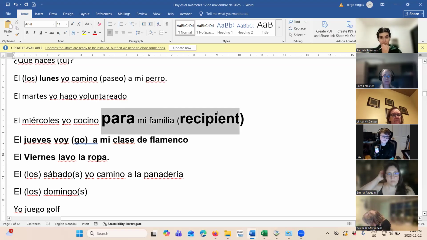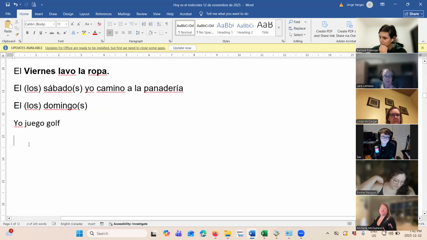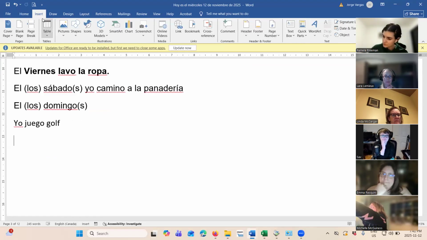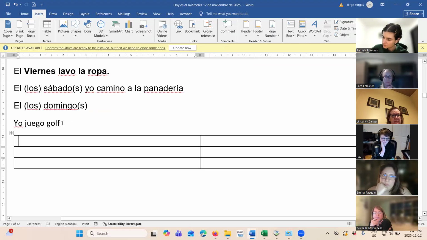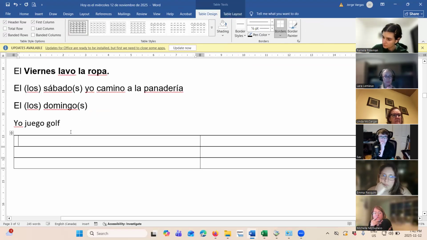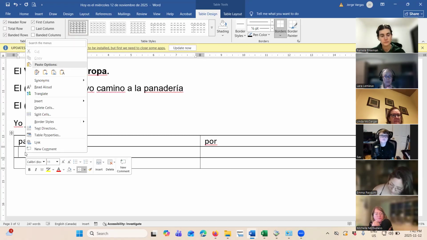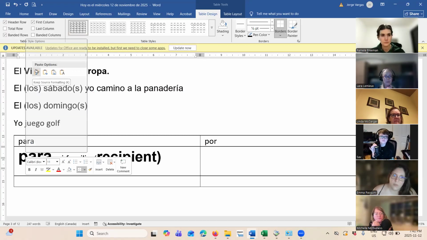Do you get your first rule? I think so. Okay. So what we'll do, we'll put it side by side. And for now, I'm just giving you little tips because I could take a whole class with this. So we have para versus por. And what was our first tip? I'm going to use para when there's a recipient.